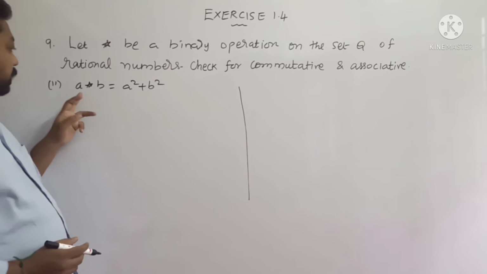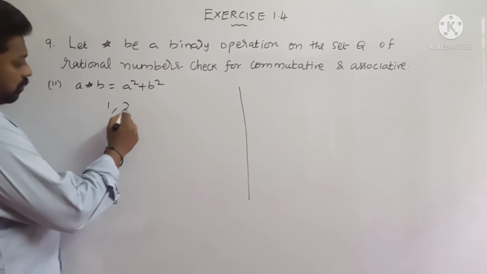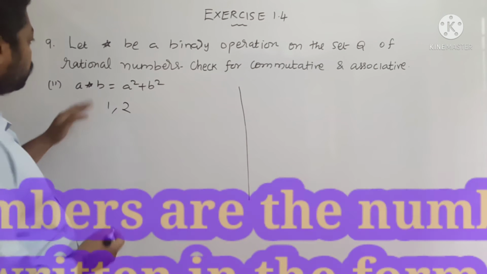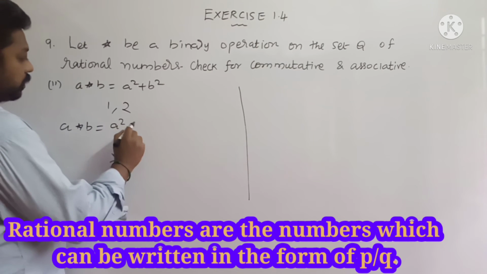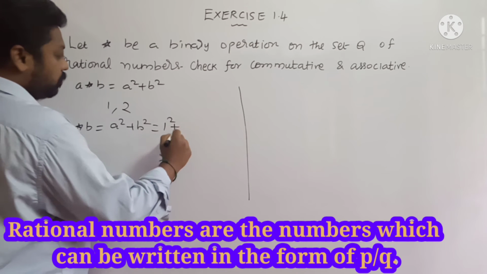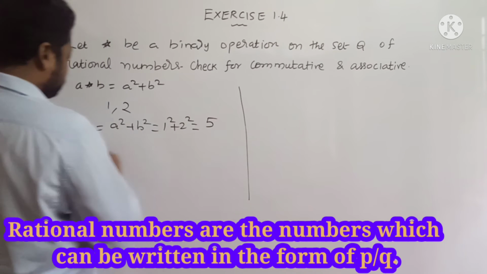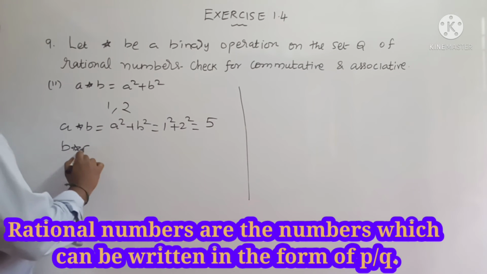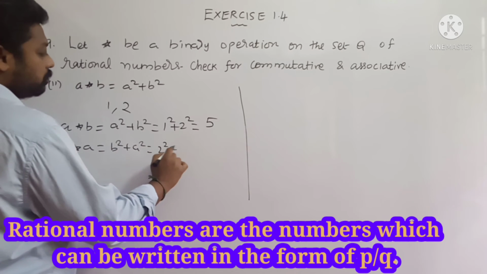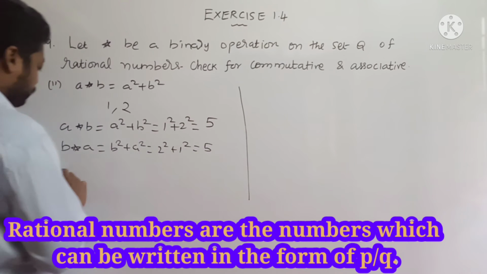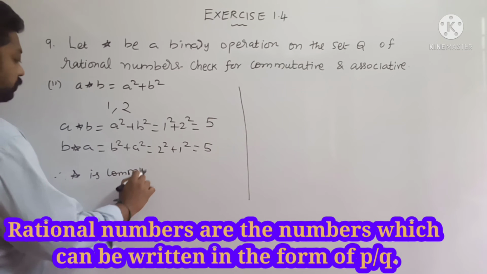Coming to the second Roman, A star B equal to A square plus B square. So let us take two rational numbers. Whole numbers are also rational numbers. So I am taking 1 and 2. So A star B is A square plus B square, that is 1 square plus 2 square, that is 1 plus 4, that is 5. So B star A, that is B square plus A square. So 2 square plus 1 square, so it is again 5. So therefore star is commutative.